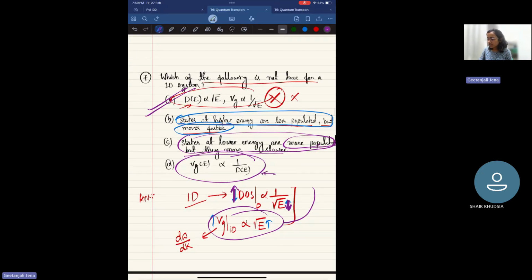Okay, so this we have also seen in the lecture when we were calculating the current. When we calculate the current, the Vg cancels with the density of states because they have an inverse relation. So is it clear?